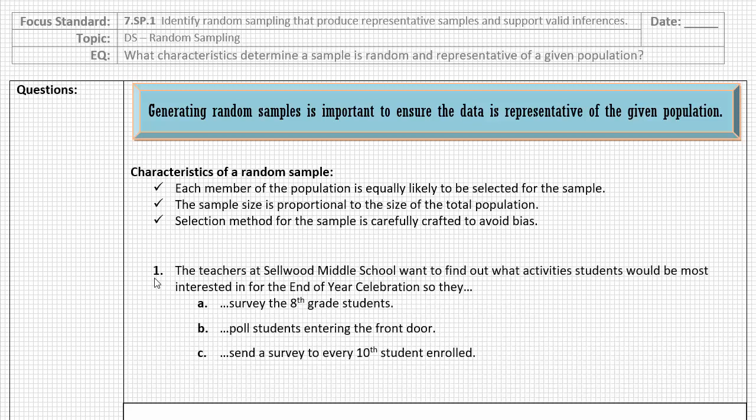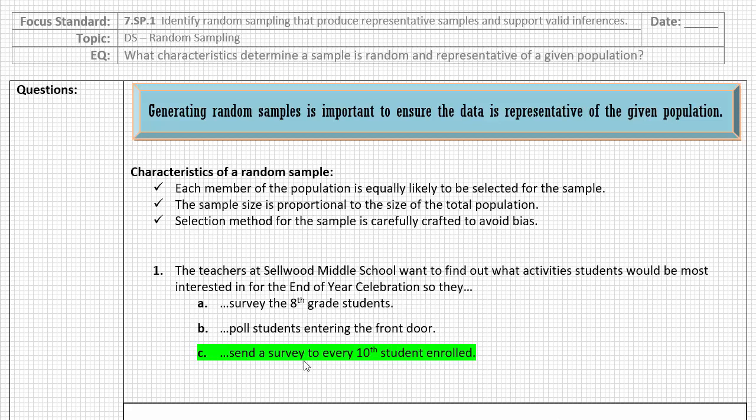For our first example, the teachers at Selwood Middle School want to find out what activities students would be most interested in for the end of year celebration. So they A, survey the 8th grade students, B, poll students entering the front door, C, send a survey to every 10th student enrolled in Selwood Middle School. Thinking about these characteristics that make a random sample, what do you think would be the best option for teachers to get a random sample of students at Selwood Middle School?